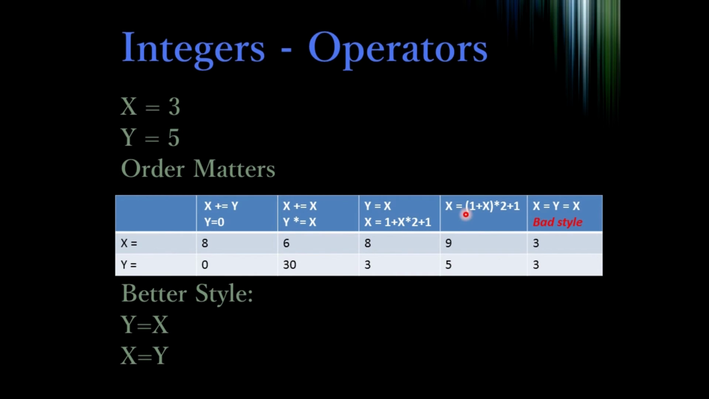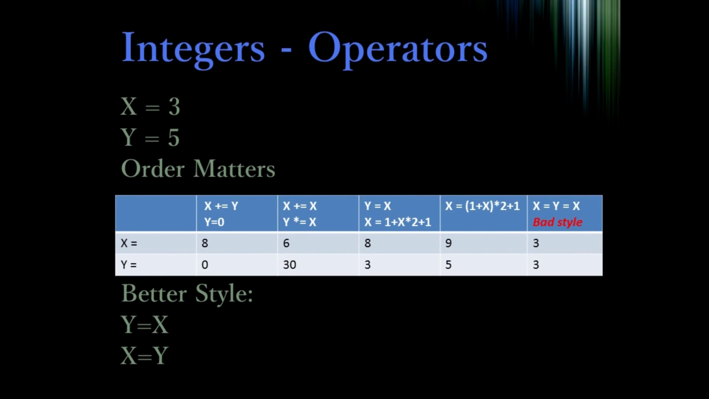In the fourth column, we can see that we've added a set of parentheses. Based on your knowledge of mathematics, you know that parentheses will happen before multiplication. So we'll do everything inside the parentheses, thus giving us 1 plus 3, which is 4, times 2 is 8, plus 1 is 9. So adding parentheses can help make it more clear or change the behavior of an equation.